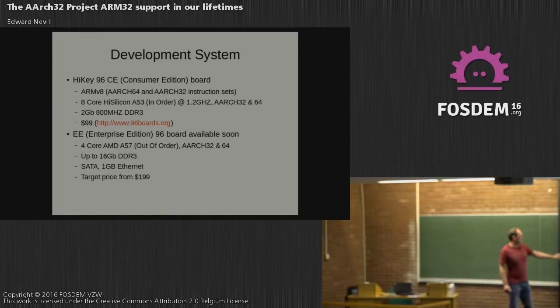The Enterprise Edition, available really soon now, is a 4-core, but it's a 4-core out-of-order processor as opposed to the one here, which is an in-order processor. Up to 16 gigabytes DDR, and it's got SATA and 1 gigabit Ethernet. The total price of that is $99. So this one is a bit limited with 2 gigabytes of memory and without the SATA and Ethernet, so you may want to wait. I would just like to point out that Linaro makes no money from the sale of these boards. So I'm not plugging the boards so that we sell our boards. They're ordered directly through the site.